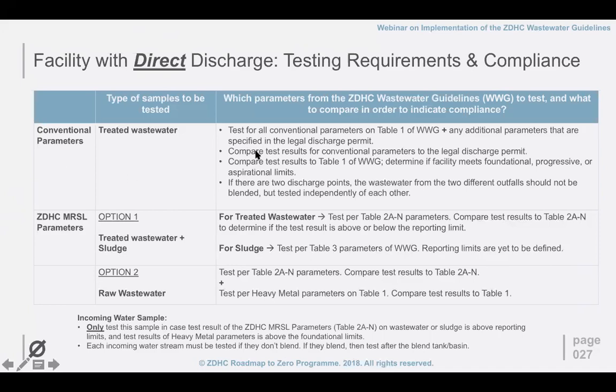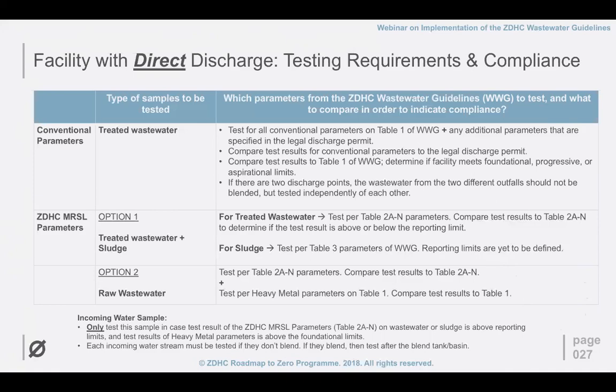And then the sludge is tested against the sludge parameters, which, as you heard, we're still working on the reporting limits for the sludge. Or you have option 2, which is to test the raw wastewater before treatment. And if you test the raw wastewater, you do either option 1 or option 2. But you test the raw wastewater against the parameters in the tables that you see there, including the heavy metal parameters in Table 1.